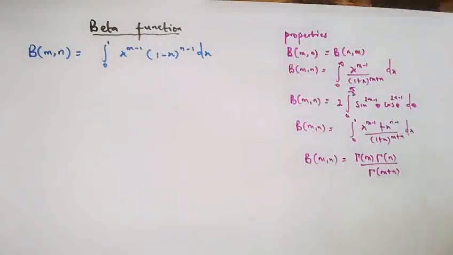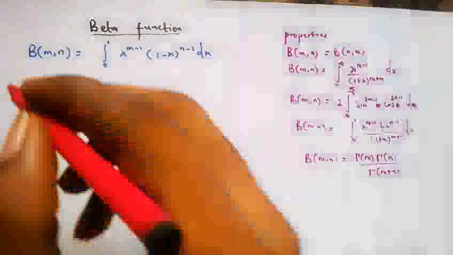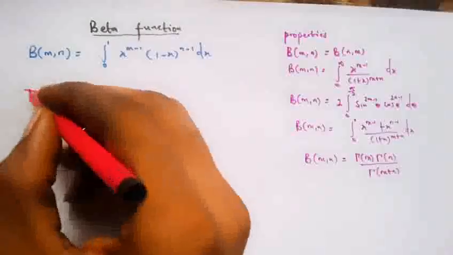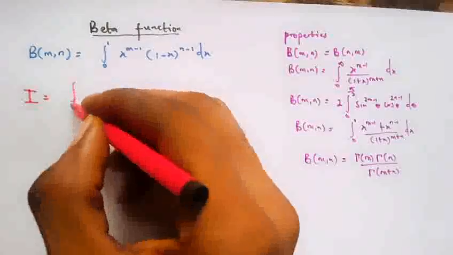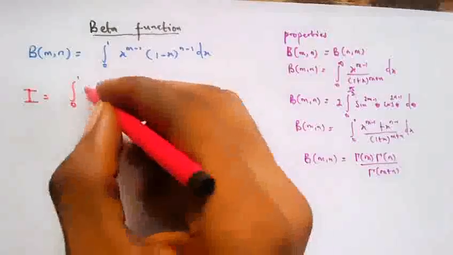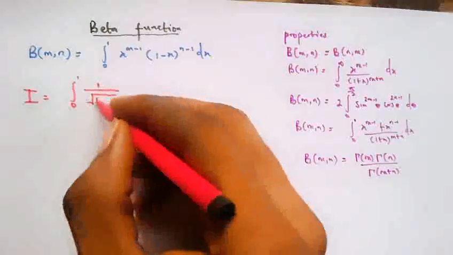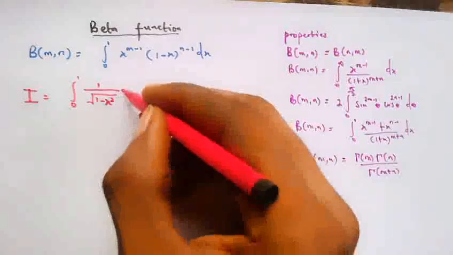Now we are going to solve some questions. We are going to use this special function to solve the following problems. So we have the first problem here. We are to evaluate the integral from 0 to 1 of 1 all over the square root of 1 minus x raised to power 2 dx.